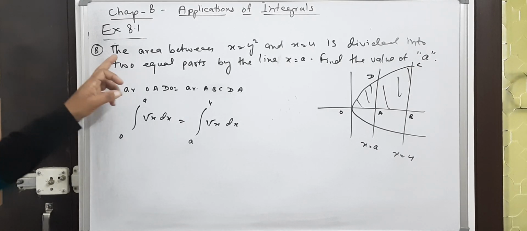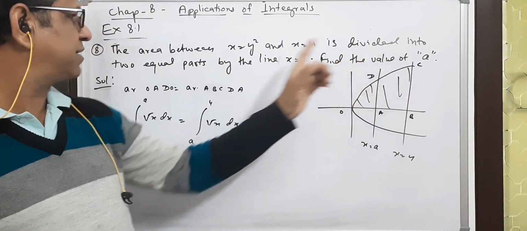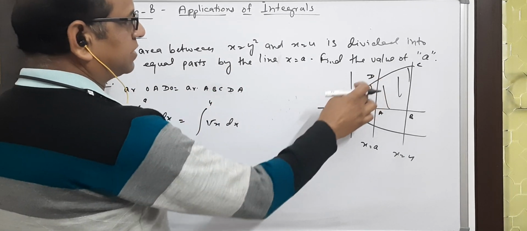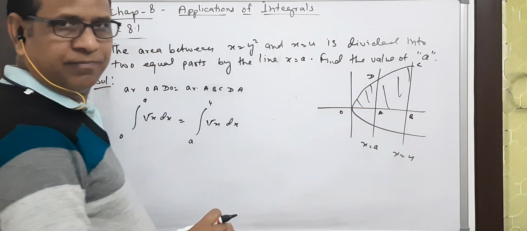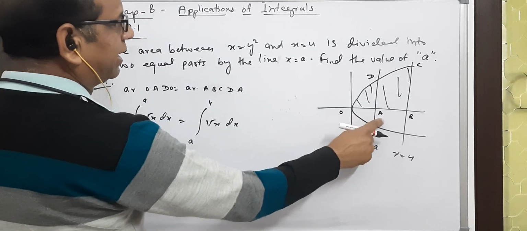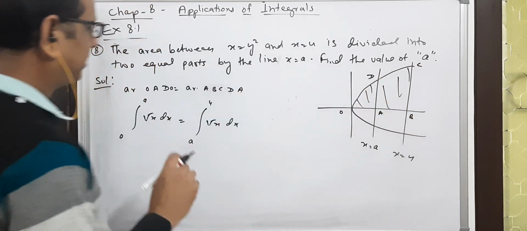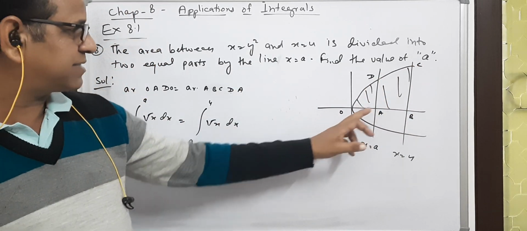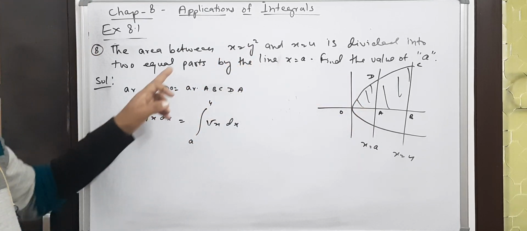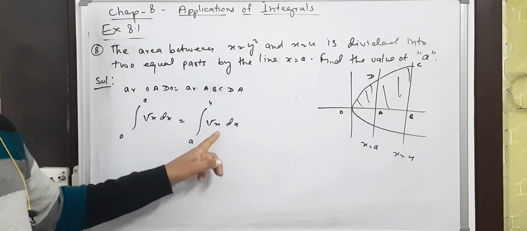See, dear students, the area between this curve and x equals to 4, this is x equals to 4, is divided in two equal parts by the line x equals to a. It means this area and this area is equal, or this part is equal to this part. That is, area OADO is equal to ABCDA. These two areas are equal. Now you see, for this area, it is 0 to a y of the parabola, and a to 4 again y of parabola.